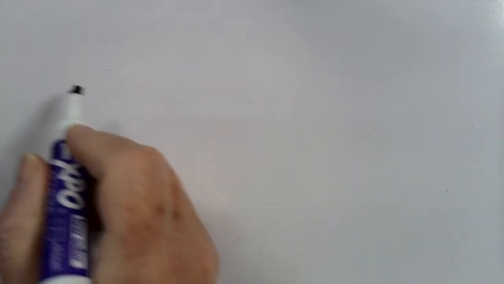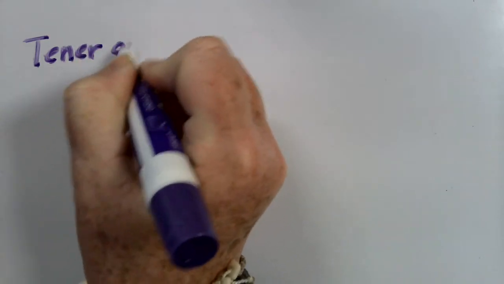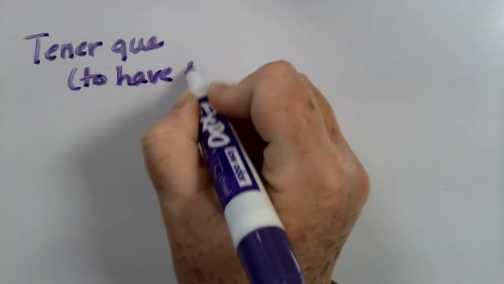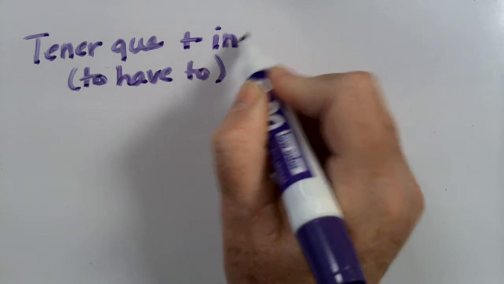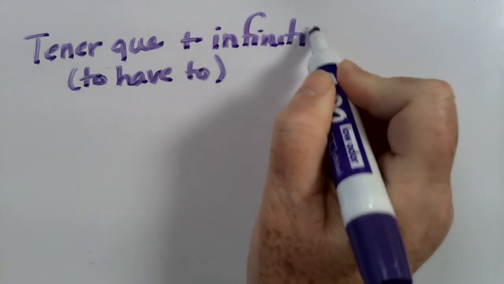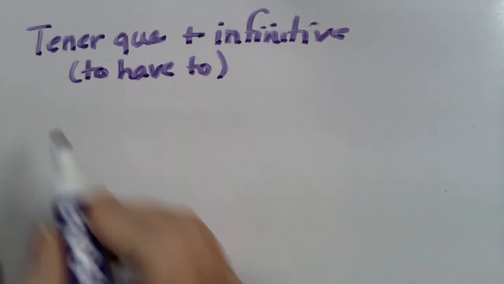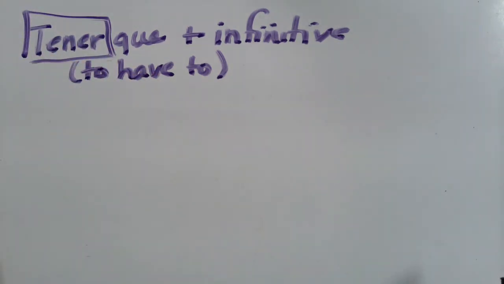The first one is going to be tener que. And as you remember, tener que, and you may want to take notes over this, so pause your video if you don't have your notes out yet. Tener que is to have to do something. Tener que will be followed by an infinitive verb. This is a personal expression. It tells you exactly who it is that has to do something.